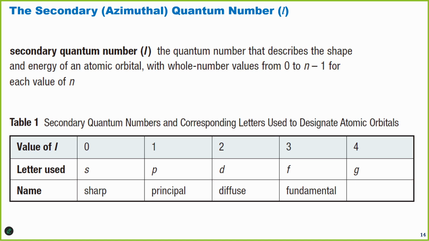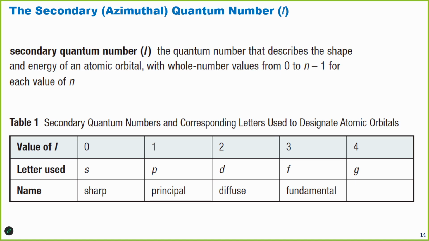It has whole number values ranging from 0 to n minus 1 for each value of n. This quantum number also describes the energy of atomic orbitals. When n equals 1, l equals 0. When n equals 3, l could be the values of 0, 1, and 2.